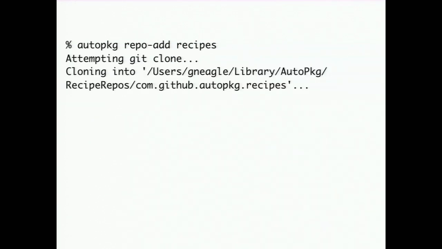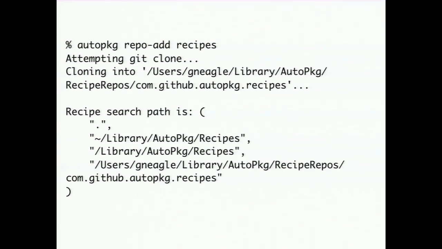And it will try to git clone those from GitHub, so therefore you have to have Git installed. If you don't have that installed, you would install either Xcode or the Xcode command line tools, and then that will work for you. It downloads those recipes, puts them somewhere in your home directory, and then adds it to a search path so that AutoPkg knows where to find these recipes.